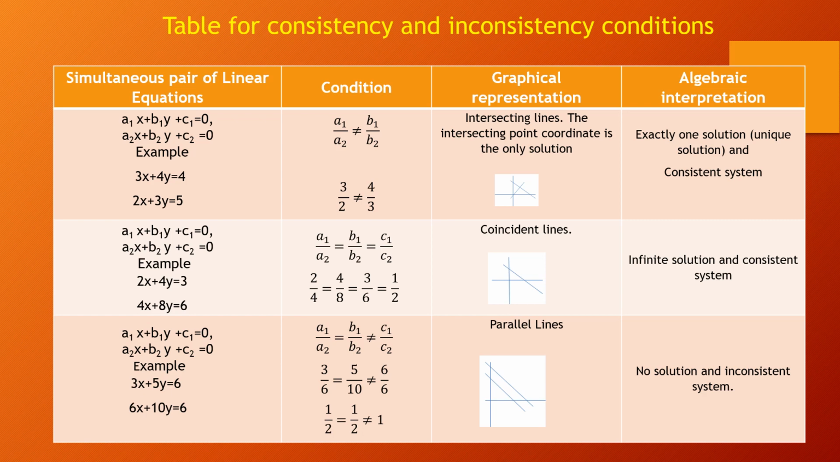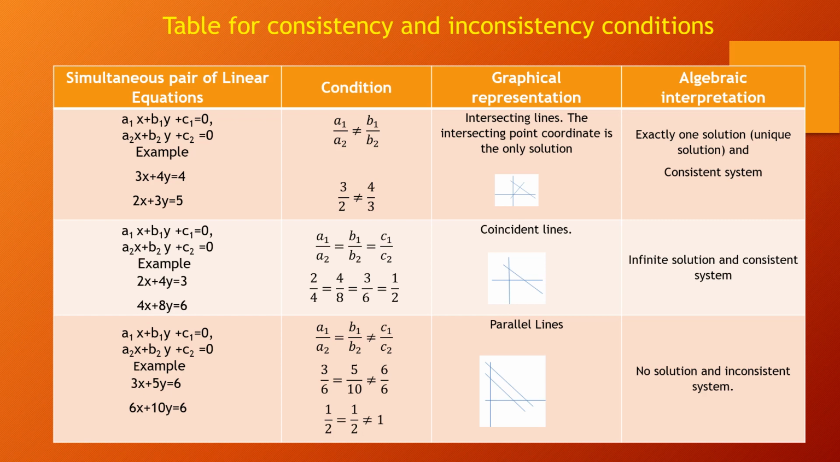When a1/a2 = b1/b2 = c1/c2, graphically we can say that the given pair of equations has coincident lines, and algebraically we can say that it has infinitely many solutions and a consistent system. For example, 2x + 4y = 3 and 4x + 8y = 6. When we compare their coefficients, we see that all the ratios are equal. So the given pair of equations has coincident lines, infinitely many solutions, and a consistent system.